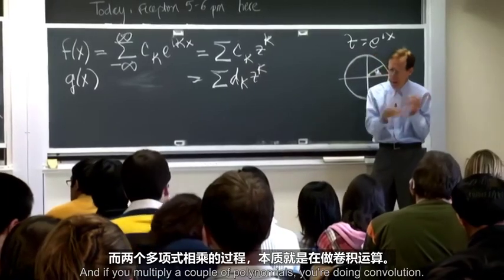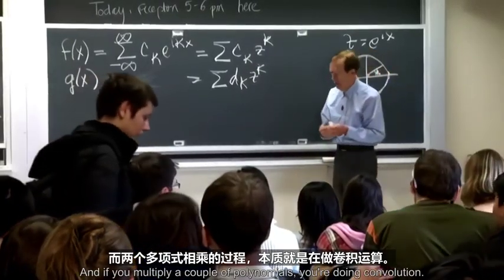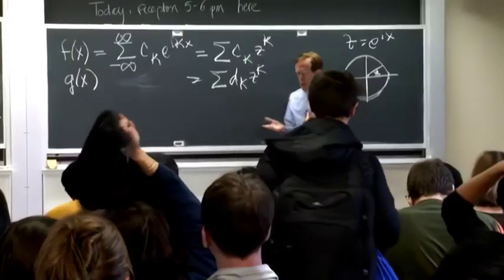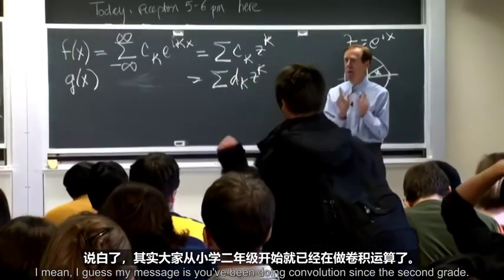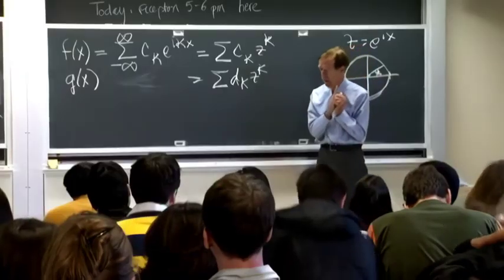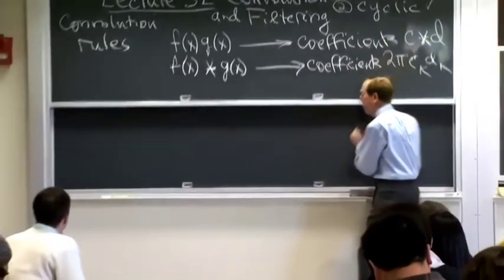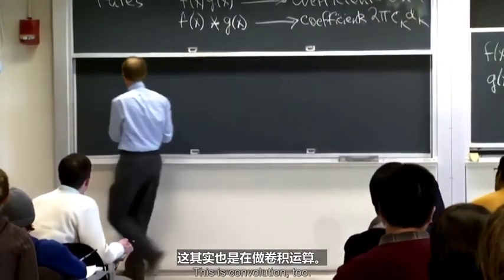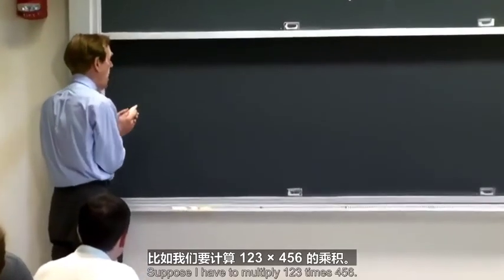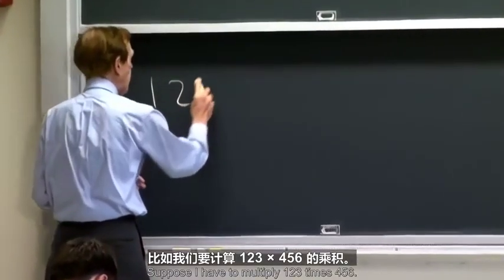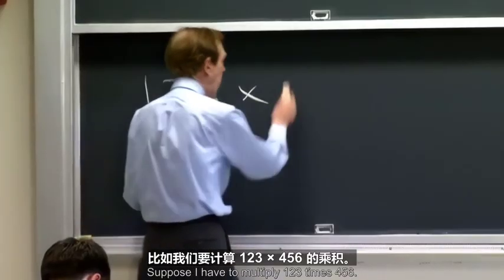A couple of polynomials, you're doing convolution. I mean, I guess my message is you've been doing convolution since the 2nd grade. That's the real message. Here, let me show you. This is convolution too. Suppose I have to multiply 123 times 456.